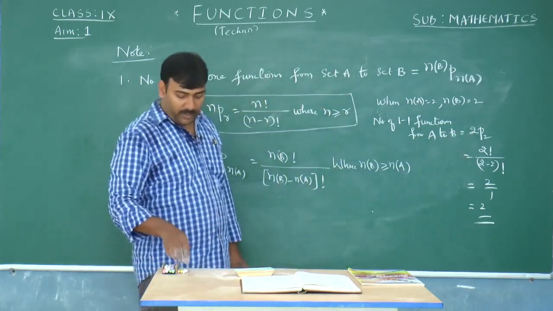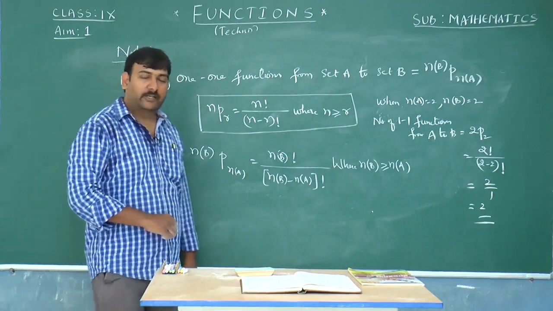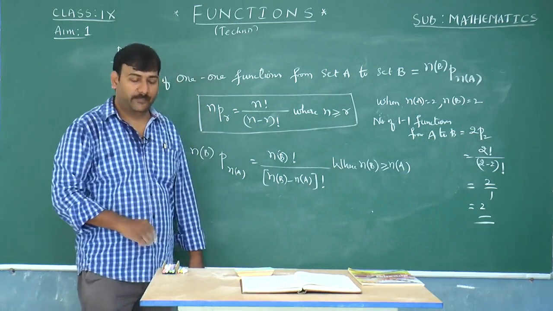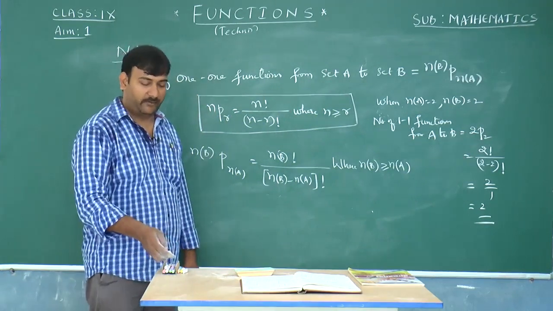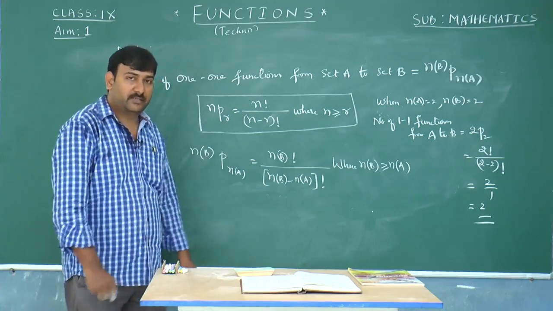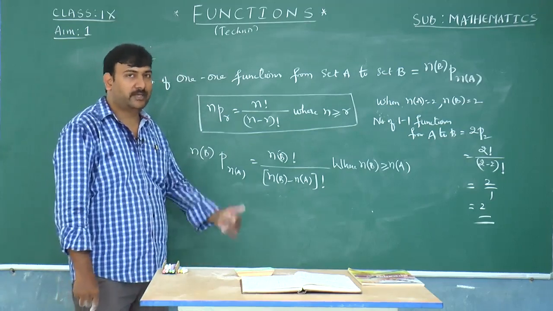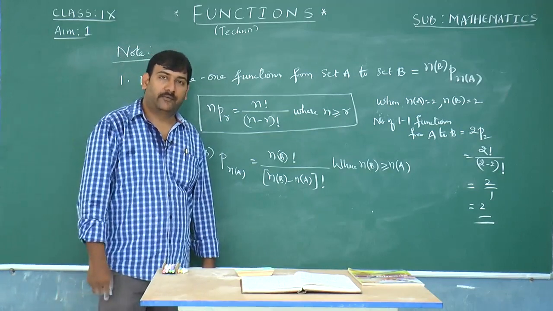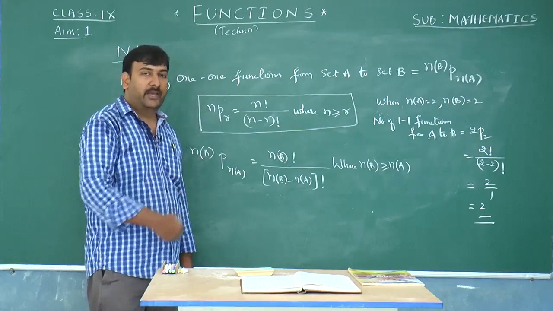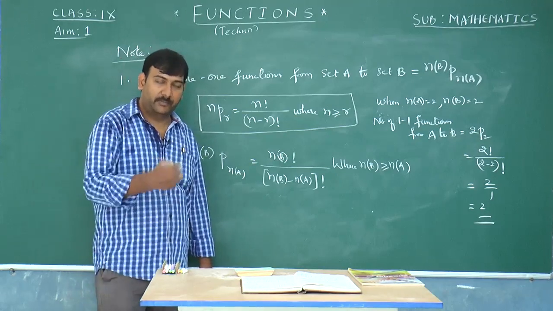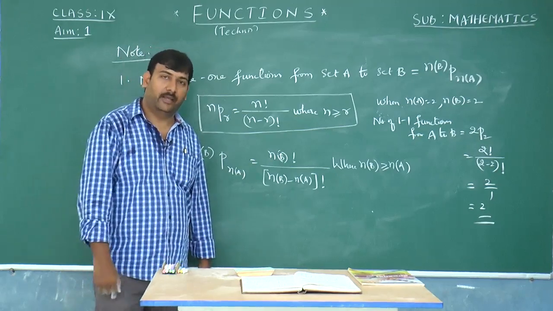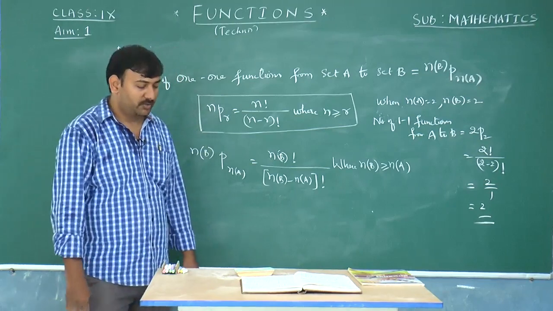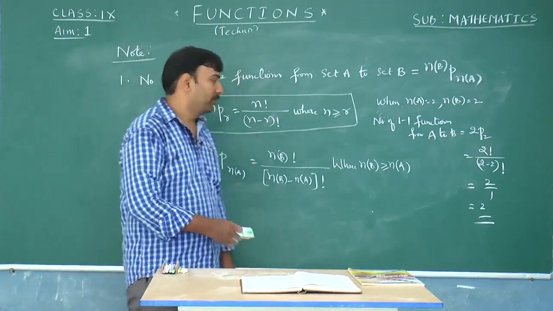So finally, the formula to find the number of one-to-one functions from set A to set B is given by n(B)Pn(A). Remember that this is for one-to-one functions from set A to set B, and make the necessary changes if they ask you the number of one-to-one functions from set B to set A. In that case, it will be n(A)Pn(B). So this is the formula to find the number of one-to-one functions.